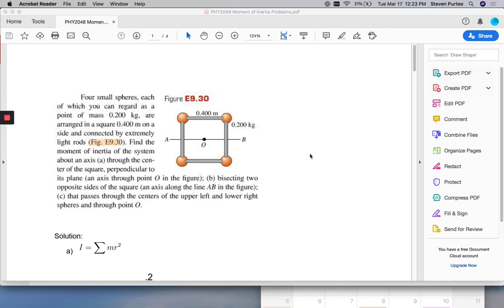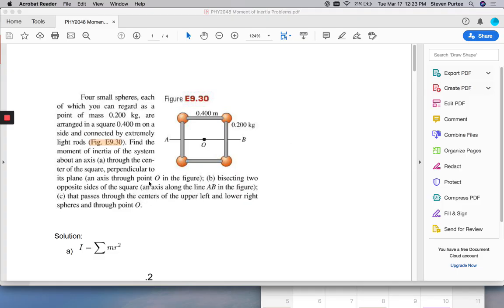Okay, we're going to do a couple of moment of inertia problems. So first we have this setup. We have these four masses. We're assuming these little rods here are massless or very low mass, and we're assuming that these four balls are point particles. We're going to treat them just like they're points at their center of mass. And we're going to do the moment of inertia around three different axes.